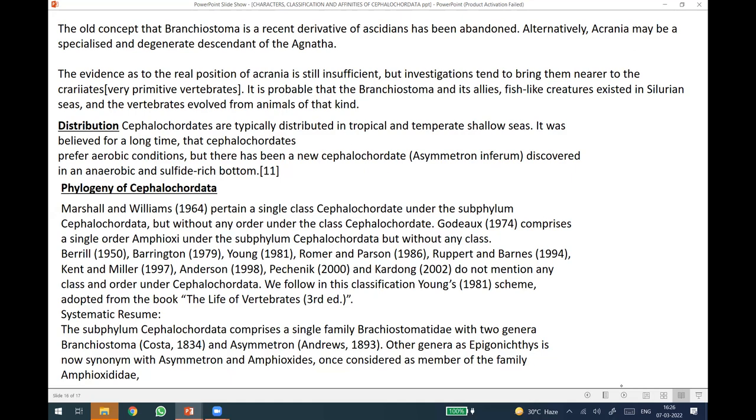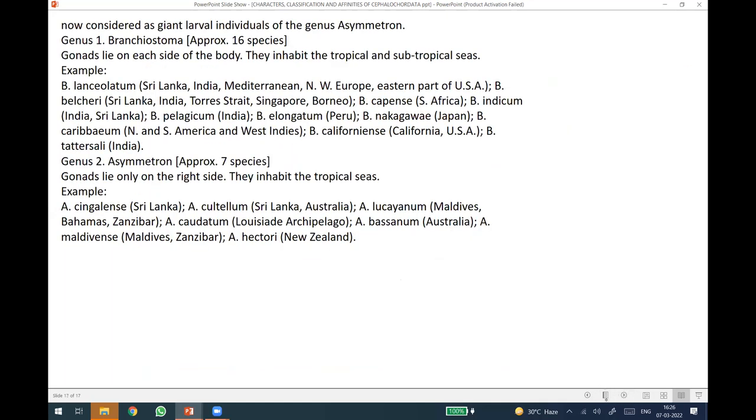As I have got from some notes, I thought it may be useful for them. These are the different species which are found in different areas of the world. And it is up to you how much you consider them useful.